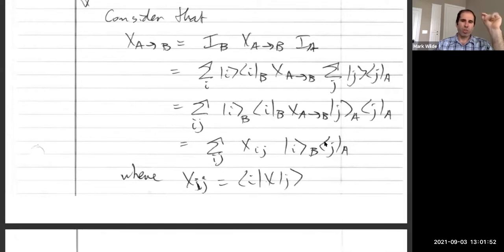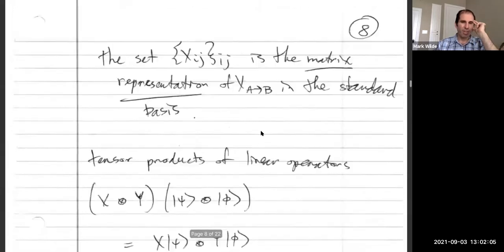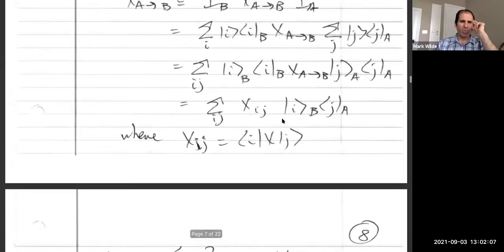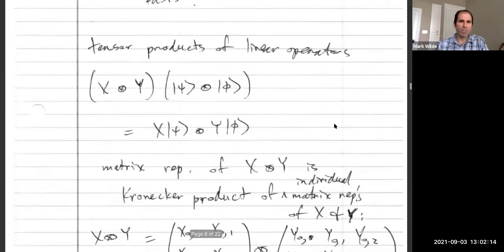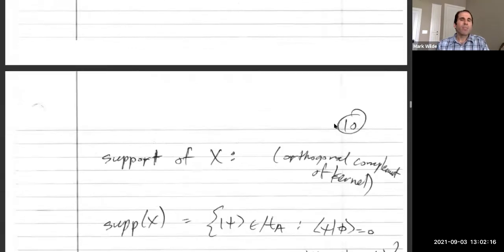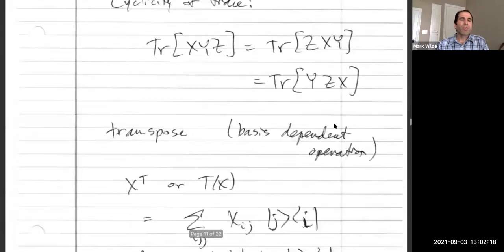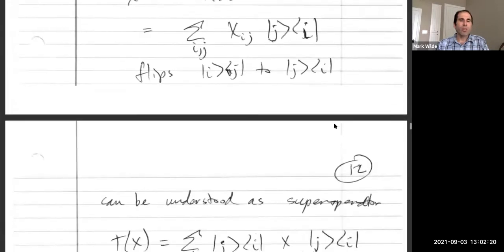If you expand X with respect to a different basis, the transpose will generally be different. It'll lead to a different operator. Okay. But a lot of the actual properties of the transpose that we use for detecting entanglement actually won't depend on the basis chosen. Okay, so that's the transpose.